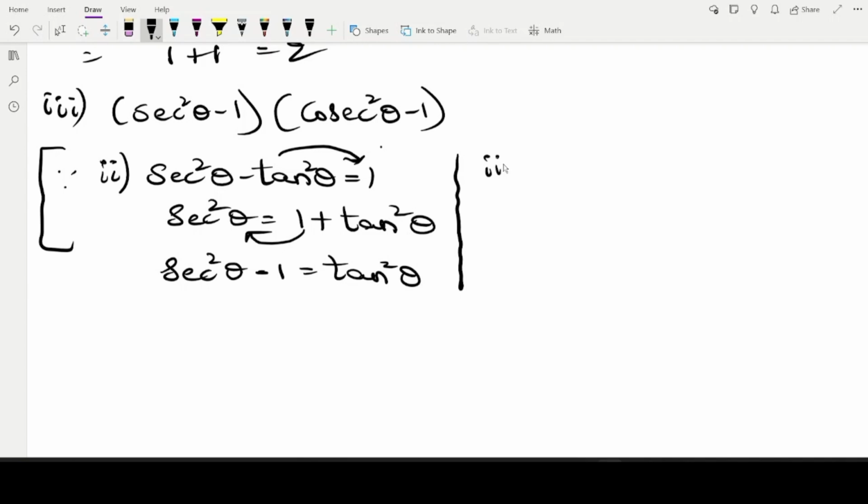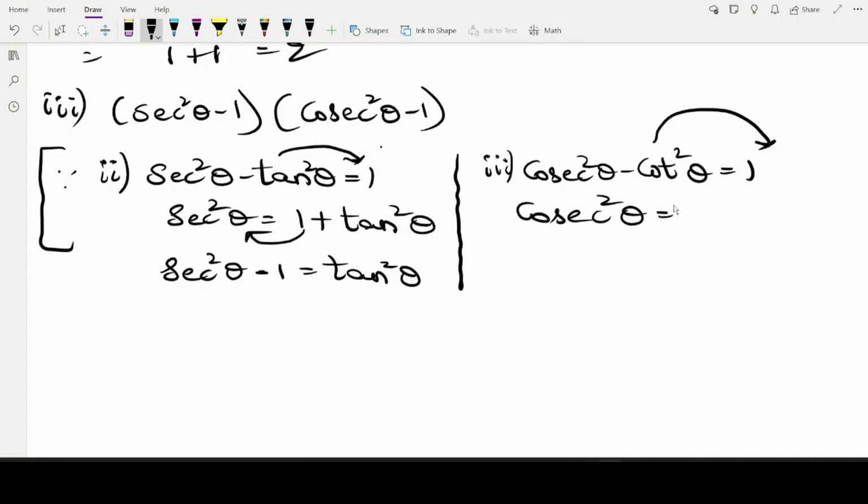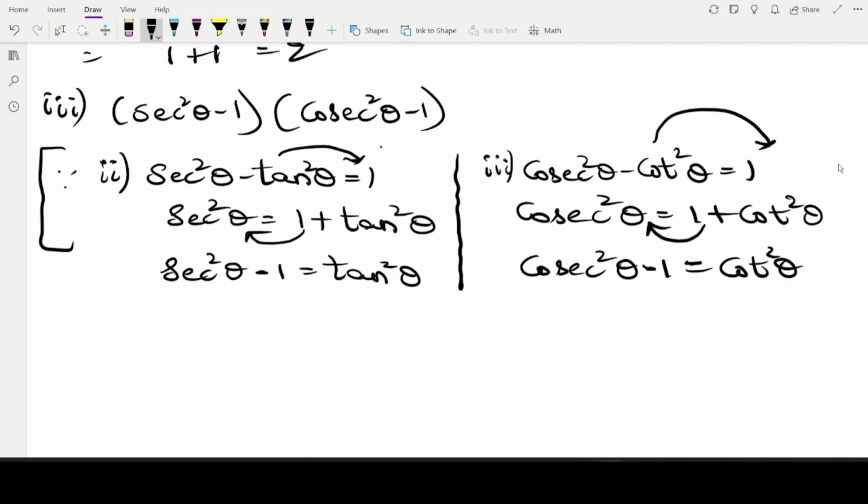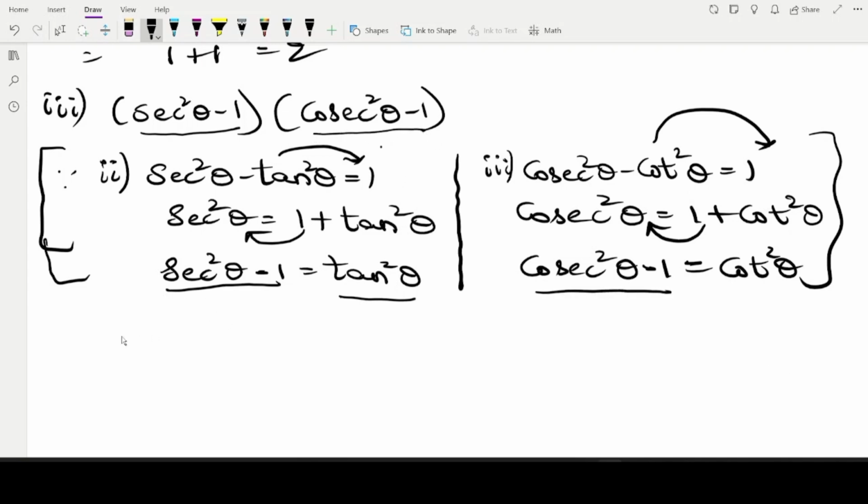And we know the third identity is cosecant square theta minus cot square theta equals to 1. When you shift to the other side, this becomes cosecant square theta equals to 1 plus cot square theta. Now I'm shifting the 1 to this side. This becomes cosecant square theta minus 1 equals to cot square theta. So from here, we can clearly see that the value for secant square theta minus 1 is tan square theta, and the value of cosecant square theta minus 1 is cot square theta. You can directly substitute them.